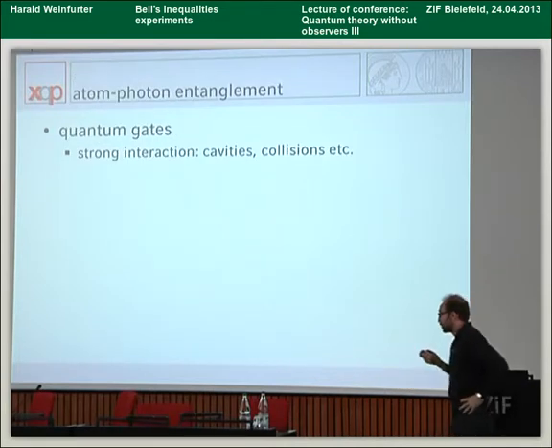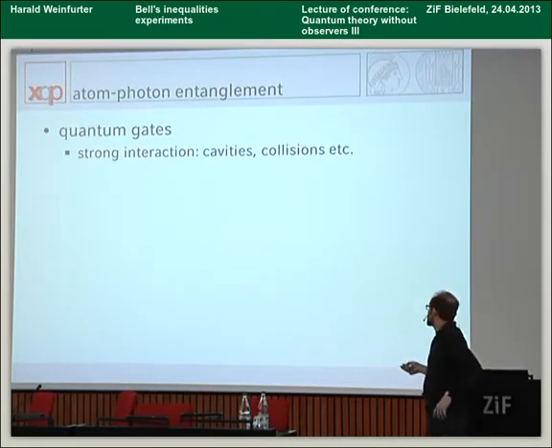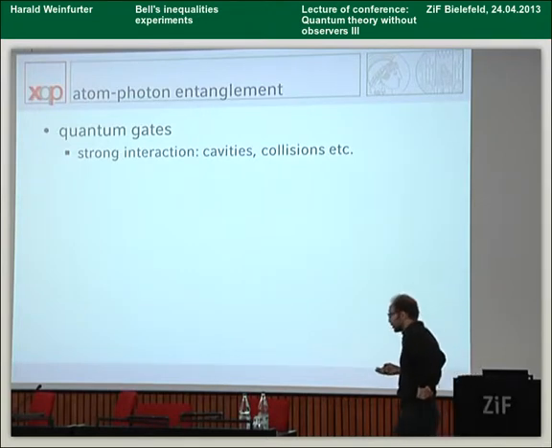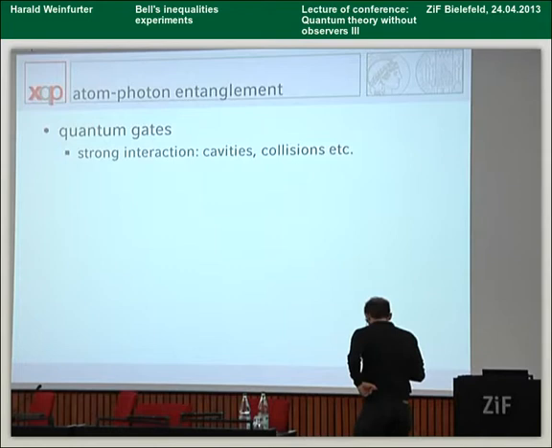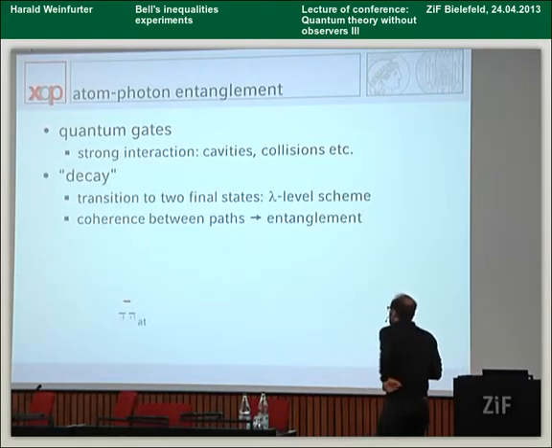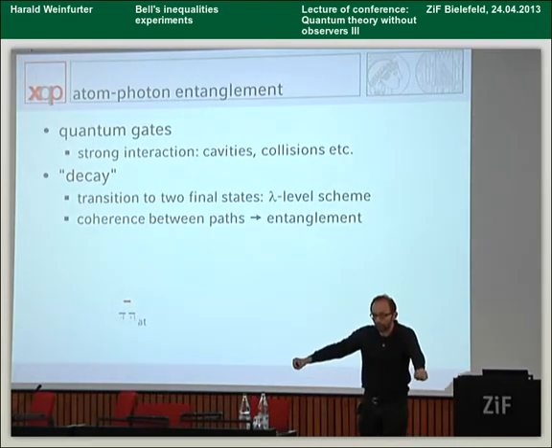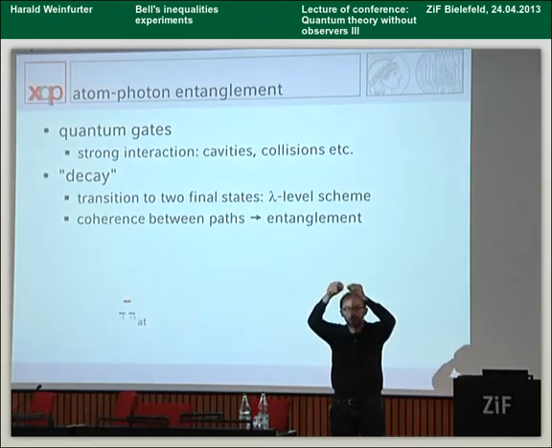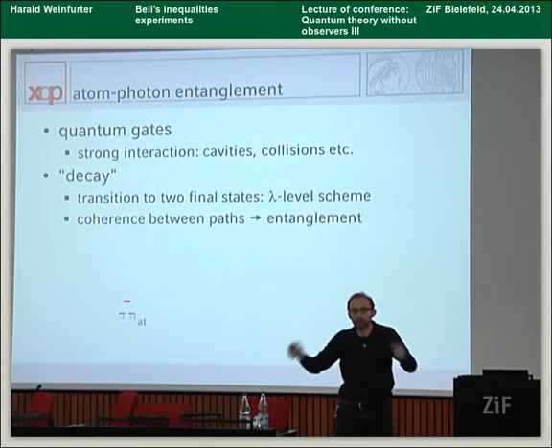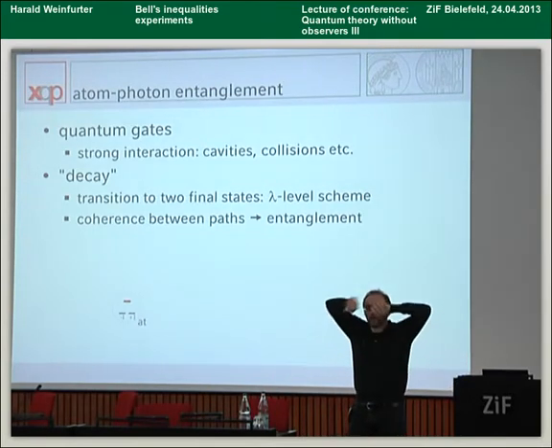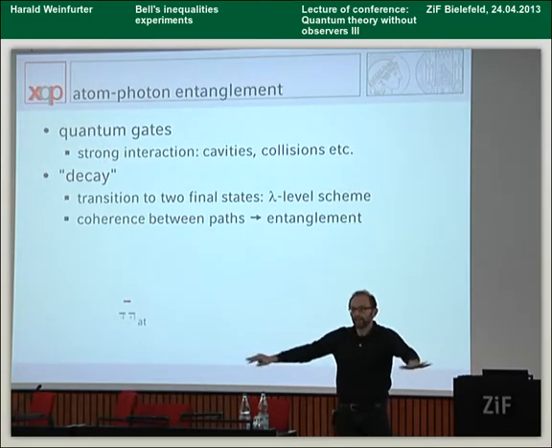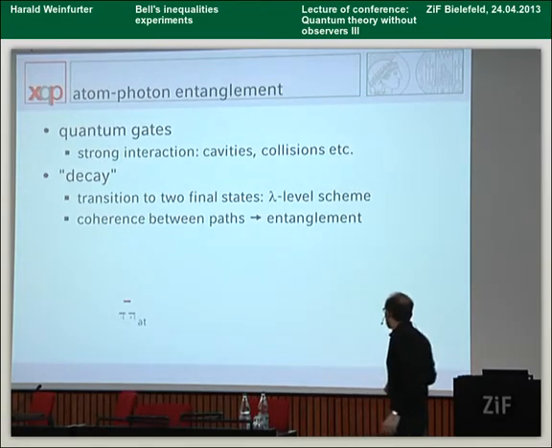Okay, so how do we get the atom-photon entanglement? Again, interaction. In quantum information, we're used to quantum gates, but we don't have a reasonable one for atoms and photons. So what we are using actually is something like a decay. If we have a transition between an initial state and 2 final states, then obviously we have 2 options for emission of the light and the final state of the atom. And that's what we are using.